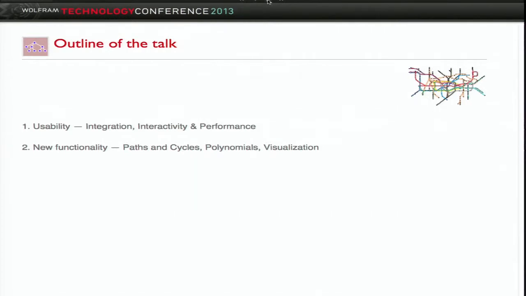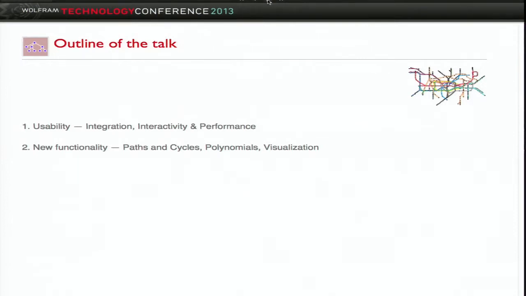The first thing we did, in terms of usability, is try to improve the integration, interactivity, and performance in the system. That's what happens transparently without you noticing, but you just notice that everything works more nicely. The whole aim in the long term is that it magically does what you want.